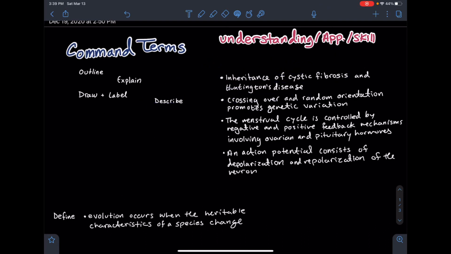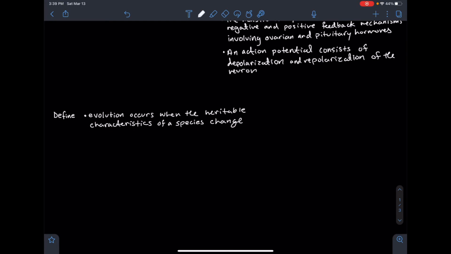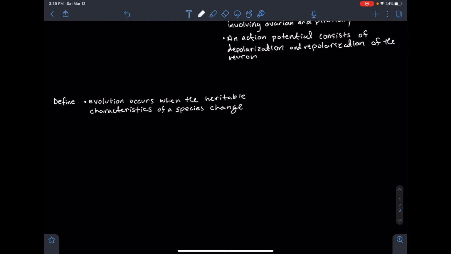So we want to be able to define, and the statement says evolution occurs when the heritable characteristics of a species change. To turn this into a practice question, with the command term being define, all you have to do is this: Define evolution. And then the answer is evolution occurs when the heritable characteristics of a species change. Or it could be, evolution is the change in allele frequency over time. And that would be enough, because all you have to do is define.